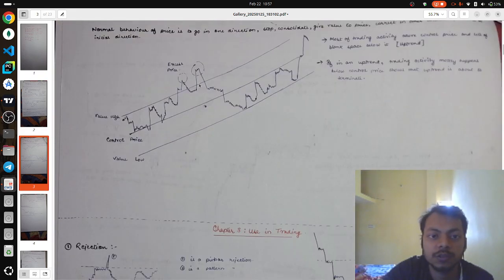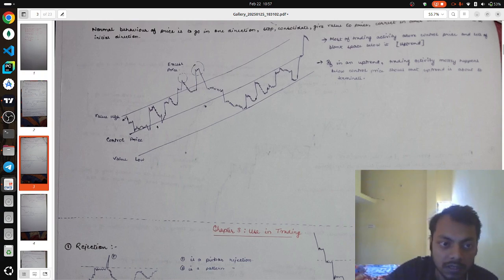There are subtle signs, very minute signs that we can look for. For example, in this part you can see this one. What happens is that this was a fair value area. Total was a fair value area. However, in this part we can see that it has found another smaller area. Price is trading inside value high and control price. Between these two, it is oscillating.